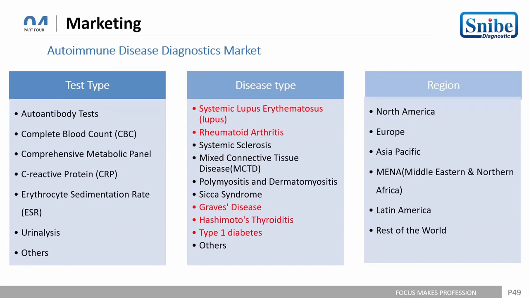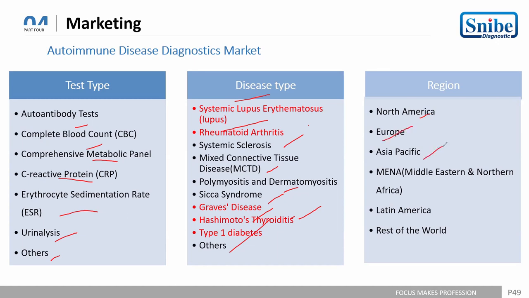So if we talk about the marketing region for the autoimmune disease diagnostic market, the test types may be autoantibody testing, and along with the CBC and some metabolic panels may help to rule out autoimmune disease, including the CRP, erythrocyte sedimentation rate, urine analysis, and others. If we talk about diseases like systemic lupus erythematosus, rheumatoid arthritis, sclerosis, MCTD, polymyositis, dermatomyositis, Sjogren's syndrome, Graves, Hashimoto, type 1 diabetes, and other diseases, the regions where it is more common are North America, Europe, and Asia Pacific.